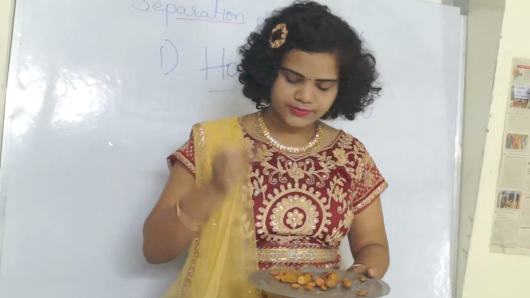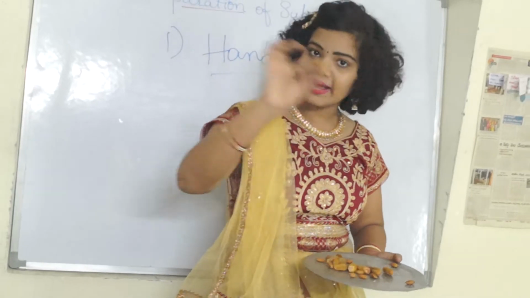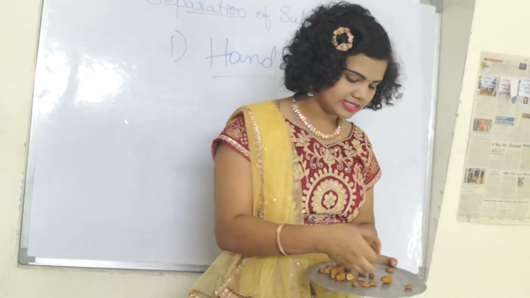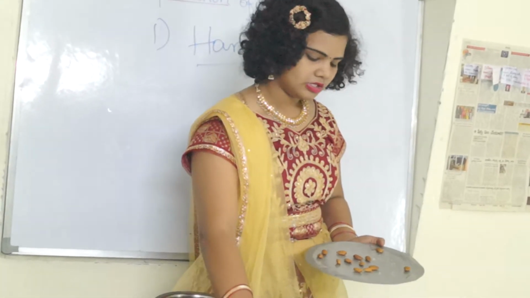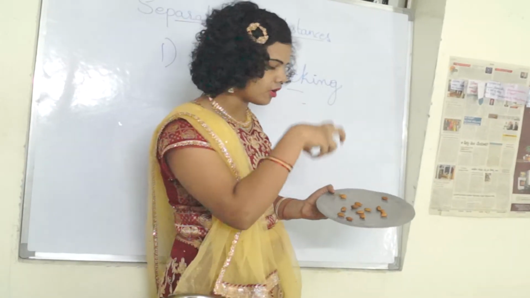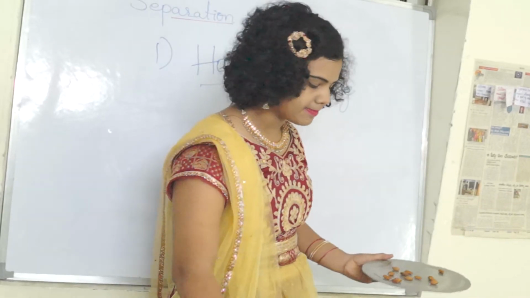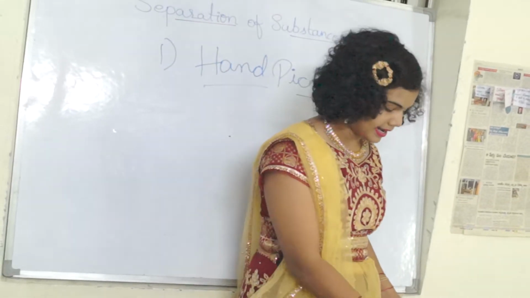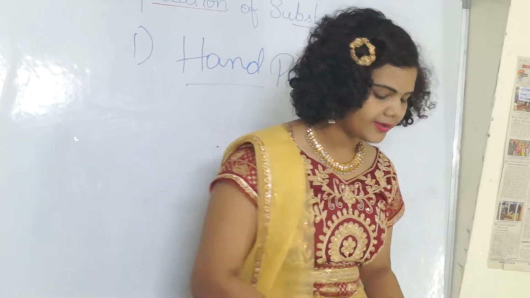So what I do is I just try to separate these dates by my hand like this. I pick it like this and put it aside. Here you can see the almonds remained on the plate, and here you can see the dates which I separated by my hand. This hand picking method we use to separate slightly larger sized impurities.